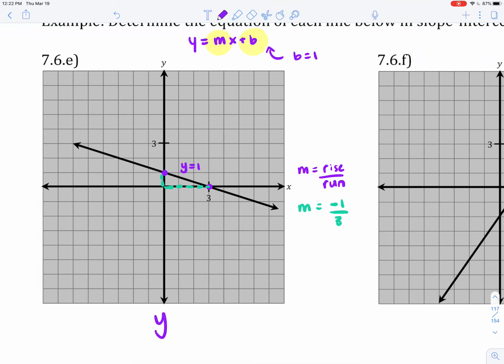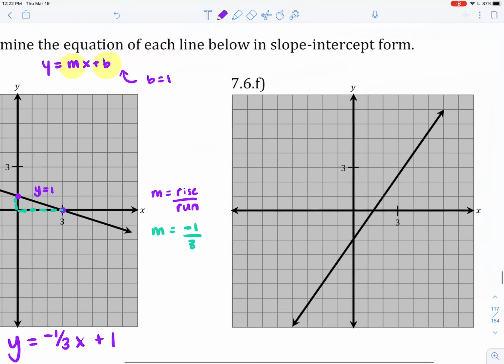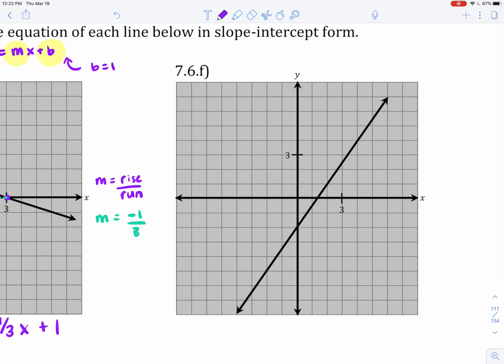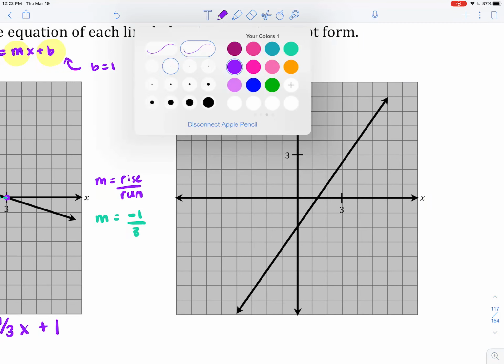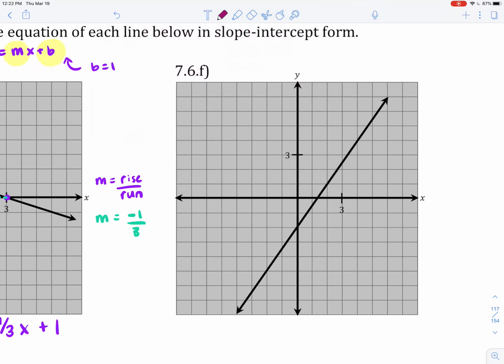Wicked. So our final equation is just going to be putting those two values together. Instead of m, I'm going to put -1/3. Instead of b, I'm going to put 1. And I'm going to call it a day. So I've got y is equal to -1/3x + 1. Woo-hoo! All right. Last example.